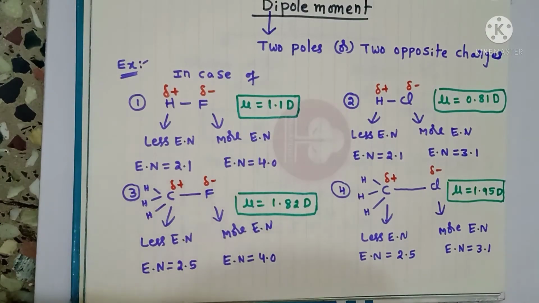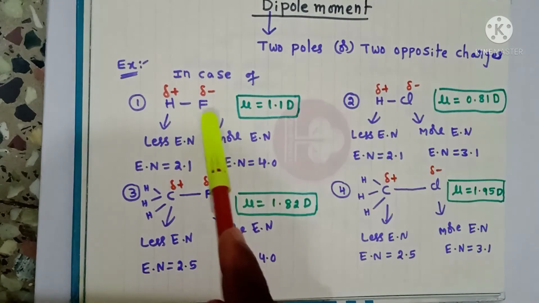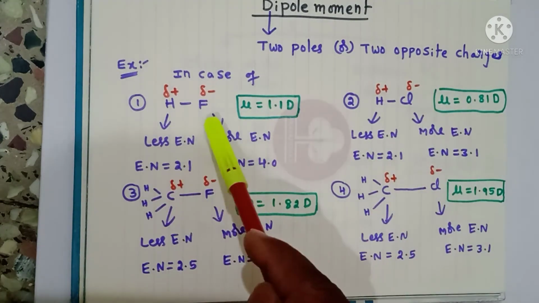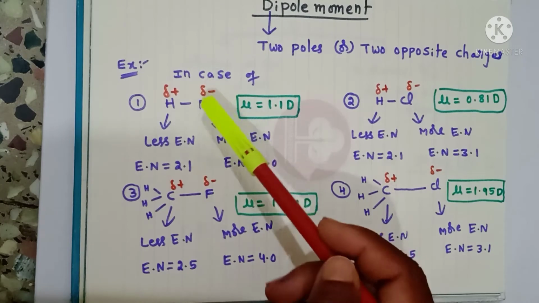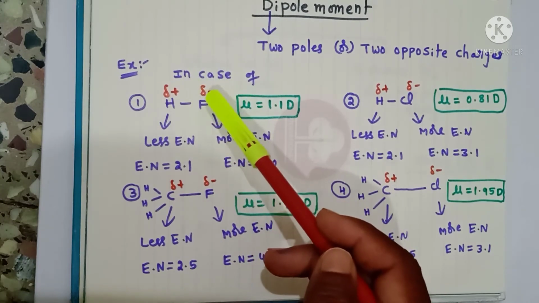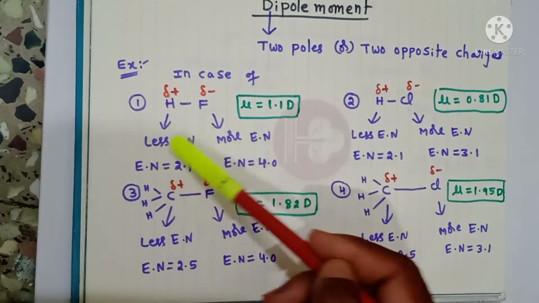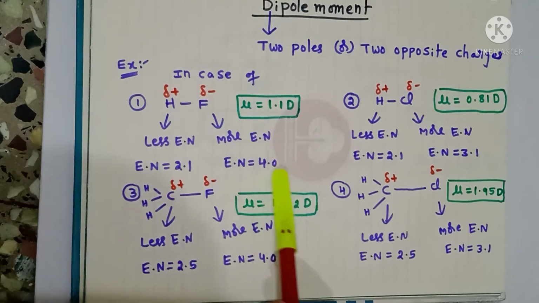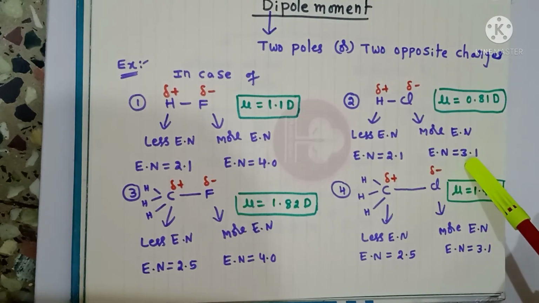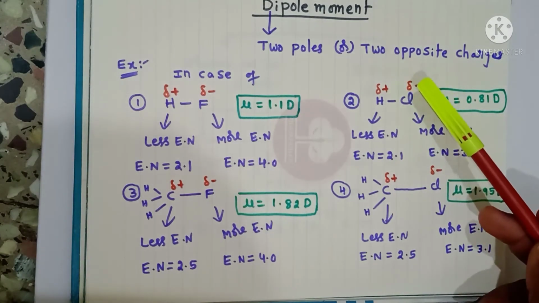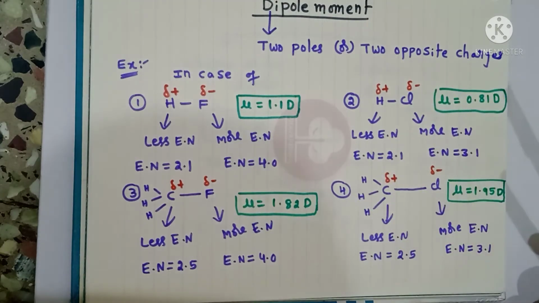Previously we discussed that dipole moment depends on two things: the charge and the distance between them. Now coming to these examples, hydrogen fluoride has more dipole moment than hydrogen chloride, because more charge is developed in hydrogen fluoride due to the larger electronegativity difference between hydrogen and fluorine. Here the electronegativity difference is almost 1.9, whereas in hydrogen chloride it is 1. So with more electronegativity difference, more charge develops on these elements, and more dipole moment is observed.